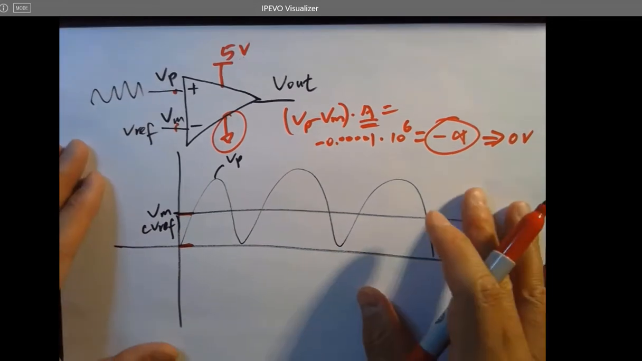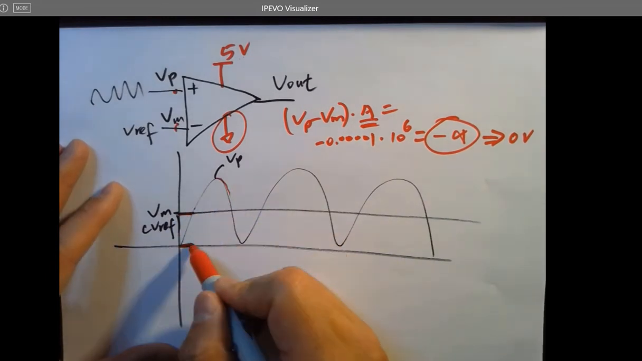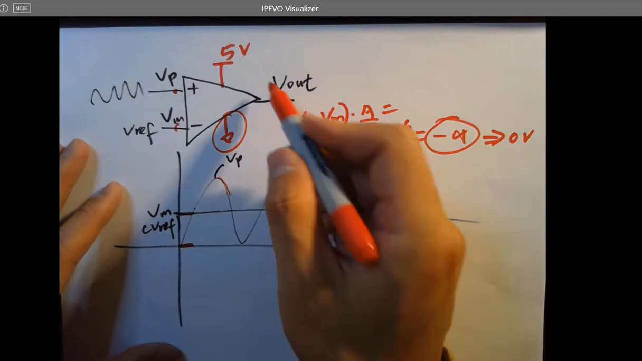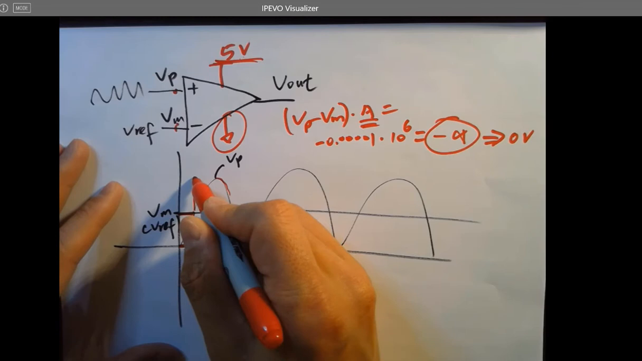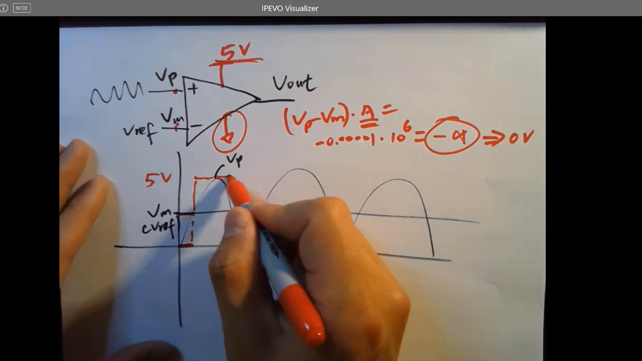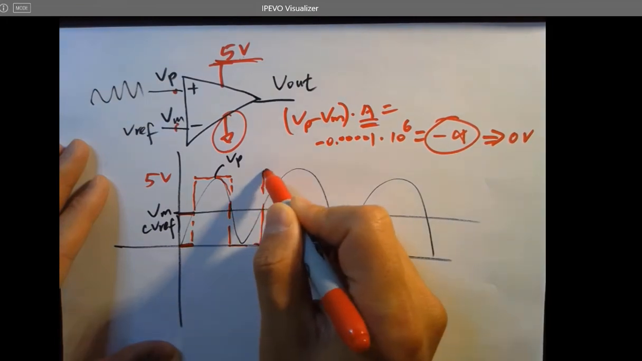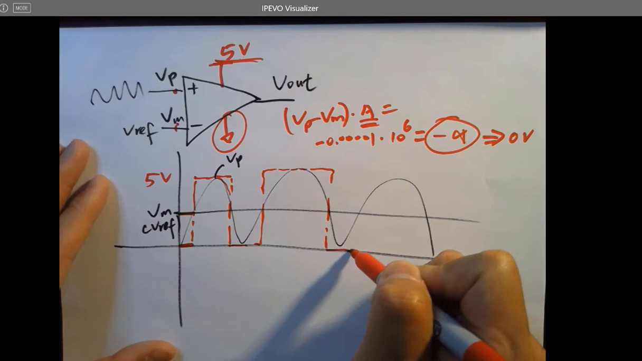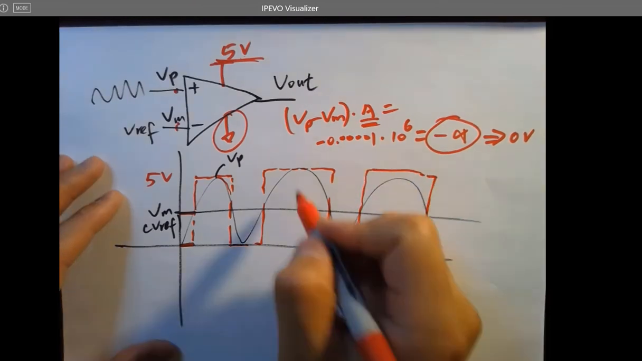On the other hand, during this period, Vp is larger than Vm, so it's going to saturate your output to the maximum voltage the power supply can offer. So it will jump to 5 volts until here, then 0 volts until here, then 5 volts, 0 volts, 5 volts. So you're actually getting a digital signal out of it.